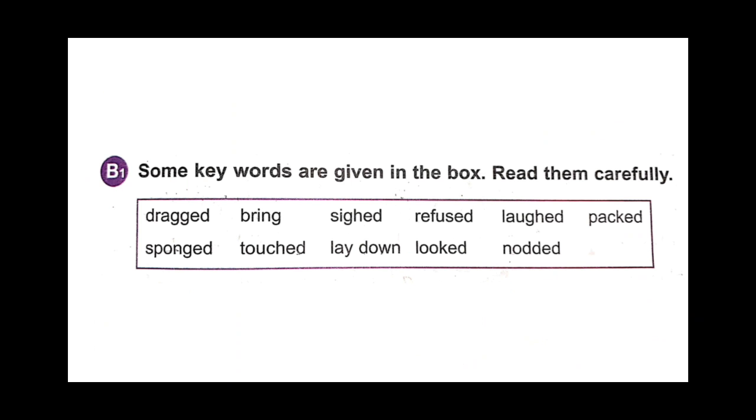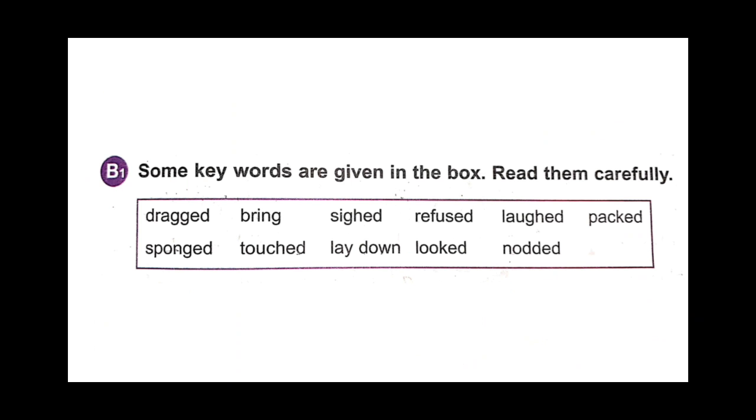Now moving towards exercise B1. Some keywords are given in the box. Read them carefully. Dragged, bring, sighed, refused, laughed, packed, sponged, touched, lay down, looked, and nodded.